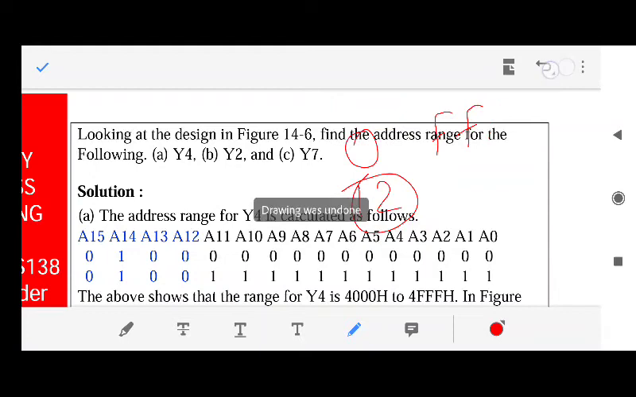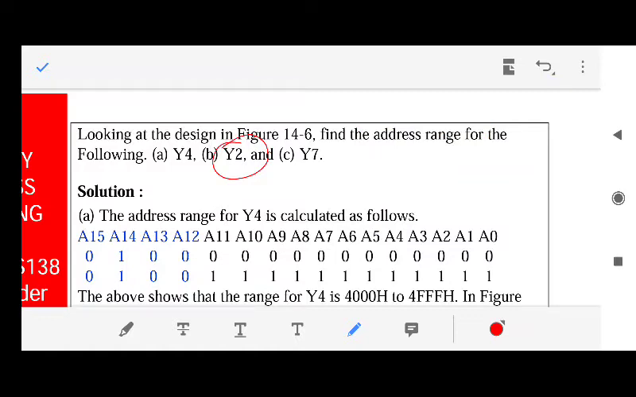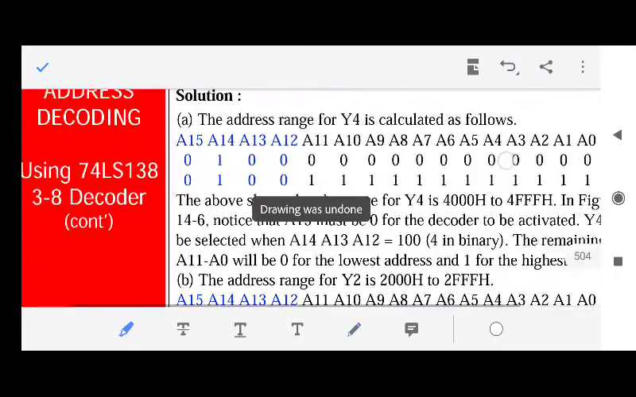So this kind of question could be asked in your exams, that if you are using the Y2 pin of the decoder, then what is the address range? Fine. Since you are using the Y2 pin, let us take this example. If you are using the Y2 pin, for what purpose? The Y2 pin to select the ICs.